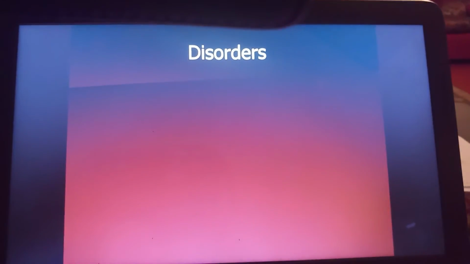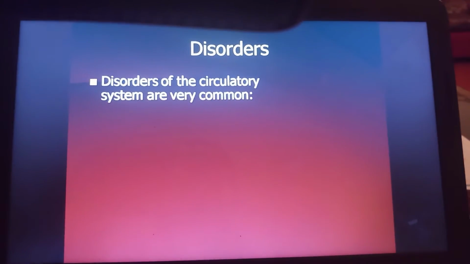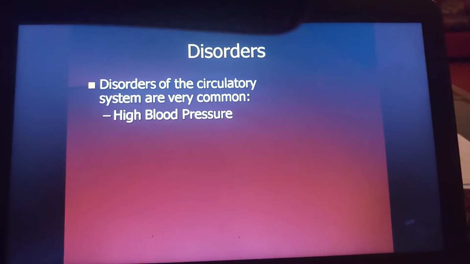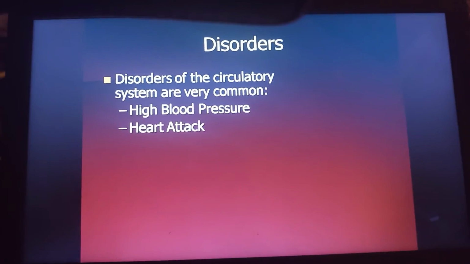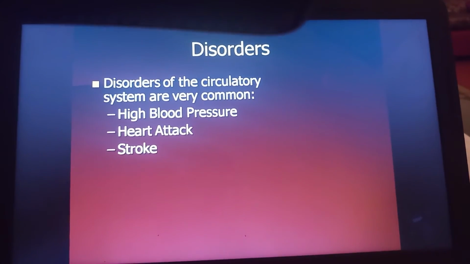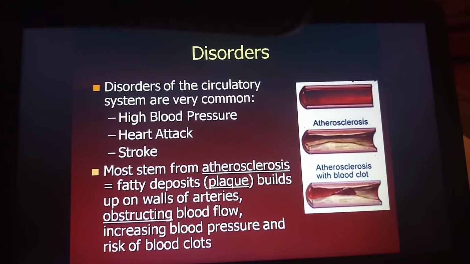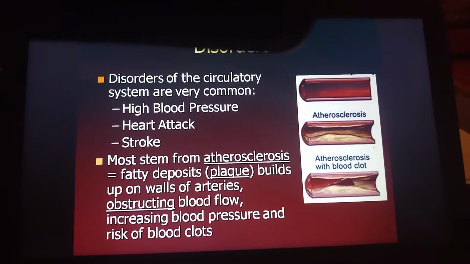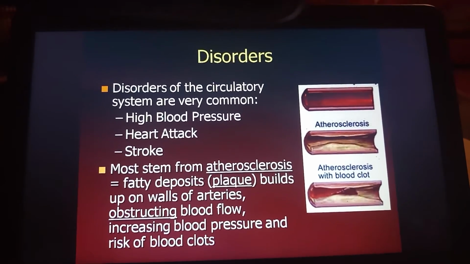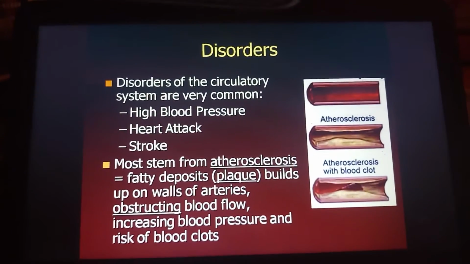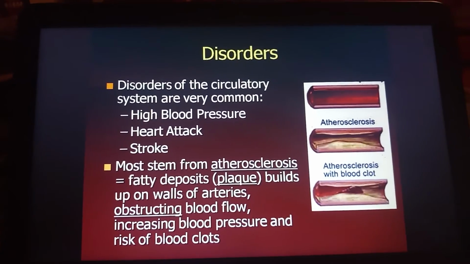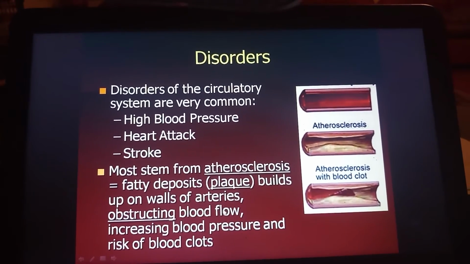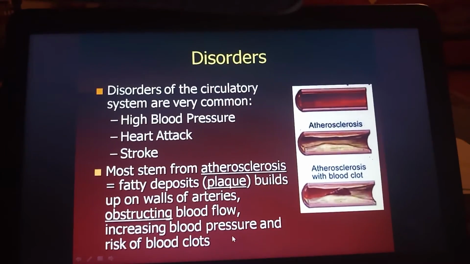Now we have some disorders of cardiovascular system. Disorders of the circulatory system are very common. They are mainly high blood pressure, heart attack, stroke. Most stem from atherosclerosis, which have the fatty deposits or plaque built up on the walls of arteries, and they cause the obstruction in the blood flow. So resultantly there will be the increase in the blood pressure and risk of blood clots.